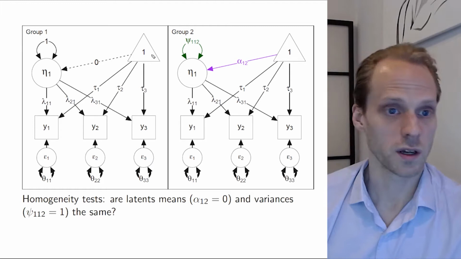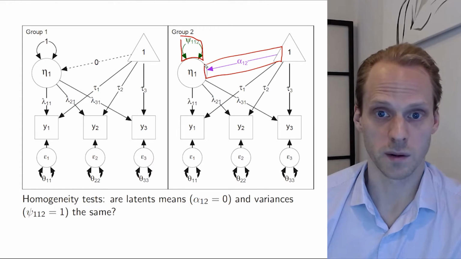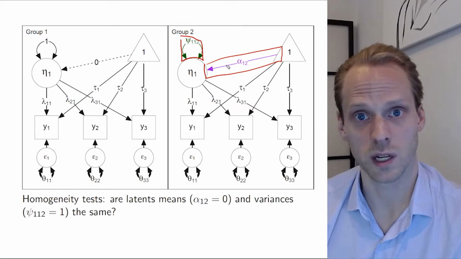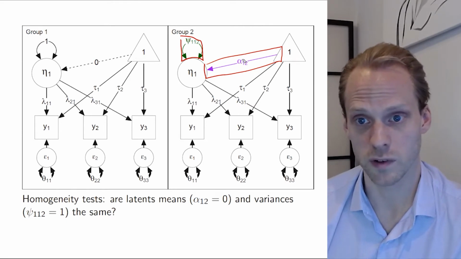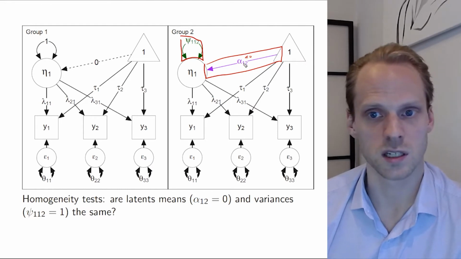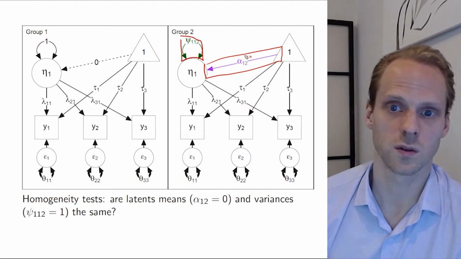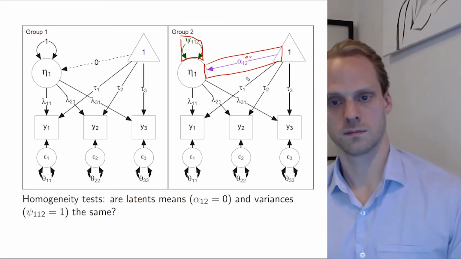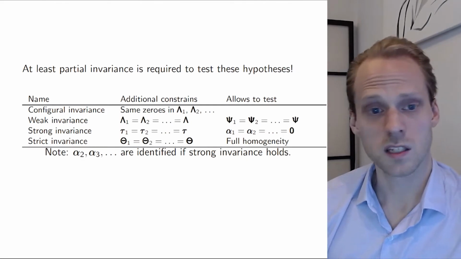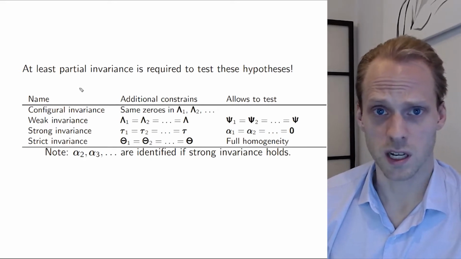Alright. So in our drawing, what we're interested in now is differences in these psi and these alpha parameters. And when we establish in part measurement invariance, these things become identified. So what we can do now is again test a model where we set this to 0, then compare it to the model where it's not 0, and that's a meaningful comparison, because this alpha was identified. So we get something that's interesting. And at least partial measurement invariance is required to test these hypotheses, to make these parameters identified.